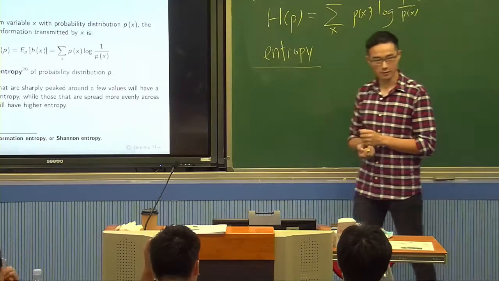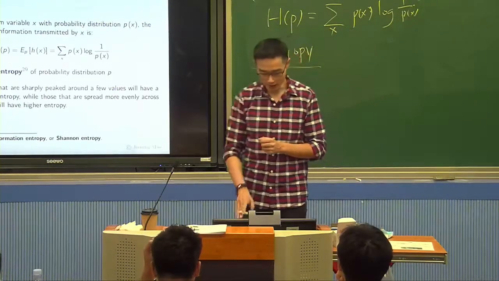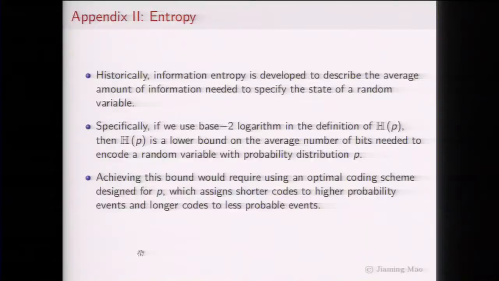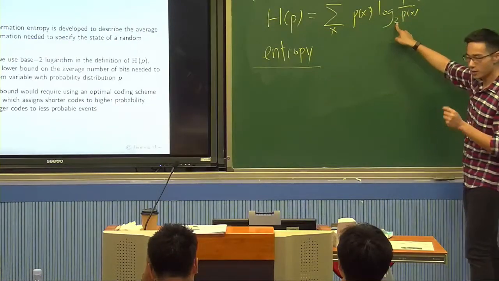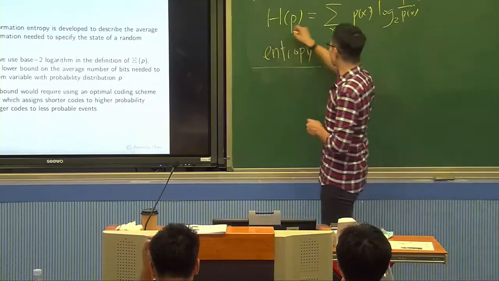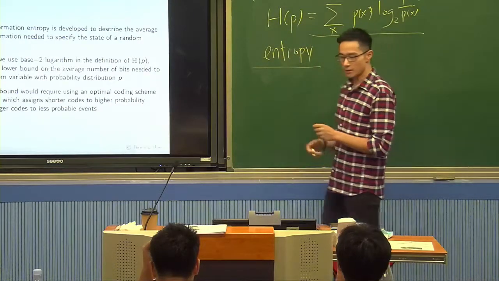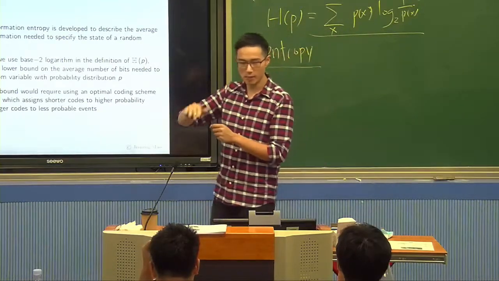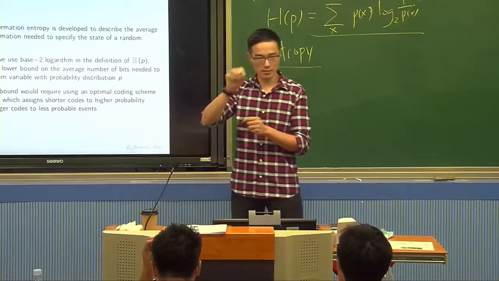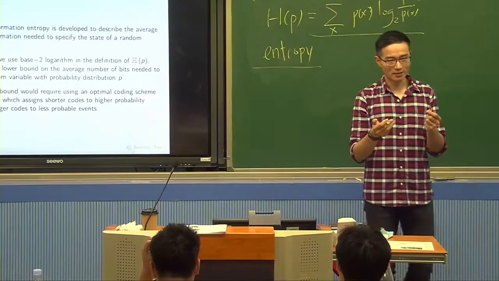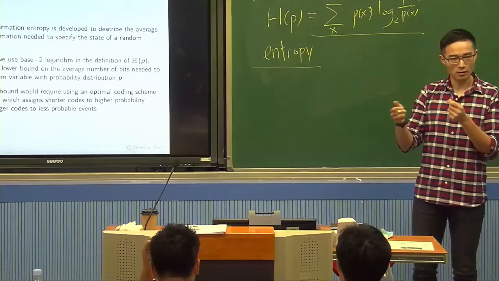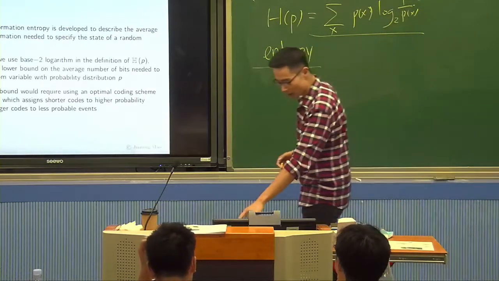And you can prove, right? We can prove, which I'm not going to do today, that if this log is log 2, if the base is 2, then this number is the lower bound, the minimum amount of bits, 0, 1 bits, needed to encode a distribution of random variable x. Let me explain what that means.